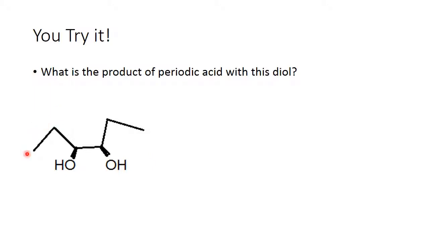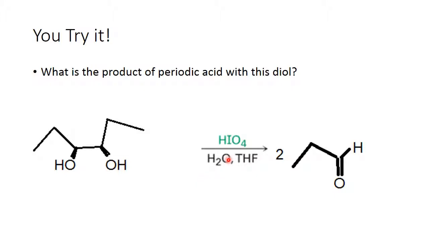So, what is the product of periodic acid with this diol? Periodic acid is going to cleave it to the carbonyl. Notice 1, 2, 3, 1, 2, 3. This is oxidized and cleaved right here. There's 2 of them because this side is the same as this side.